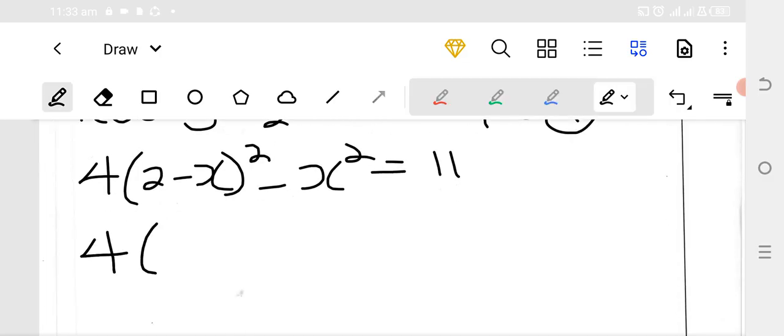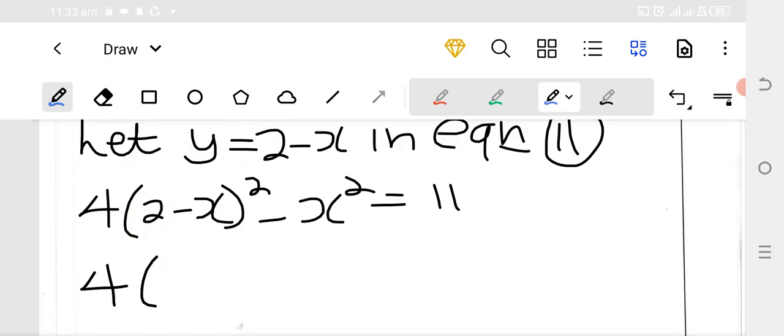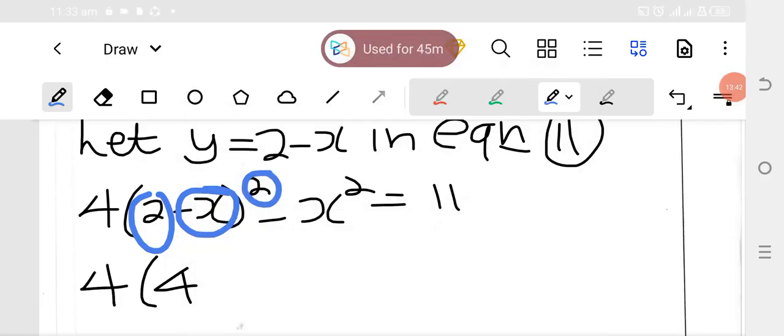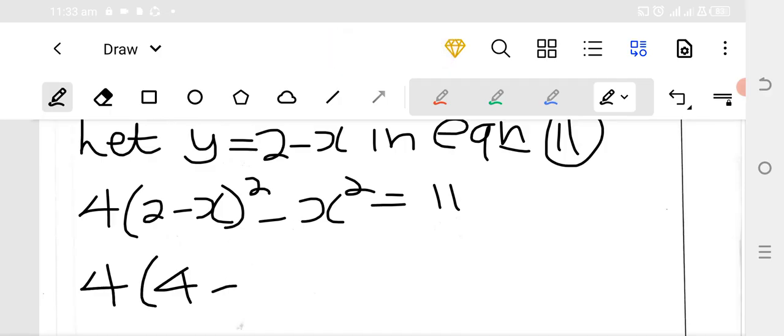So 4 multiplied by, how do we expand this bracket? We'll say 2, the number that is there, we're going to square it. So we're going to raise it to the power 2. Raising it to the power 2, it becomes 2 times 2, which is a 4. And then the next thing we're going to do is 2 times negative x times 2, which is going to become a negative 4x. And then a negative x like this.